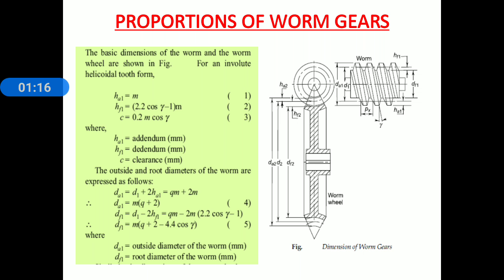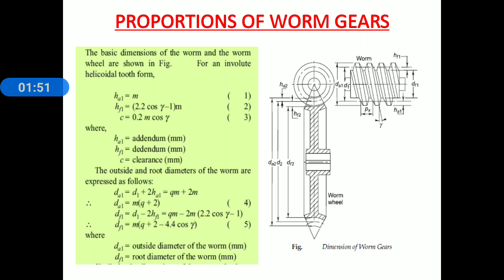D1, pitch circle diameter of worm. DA1, outside diameter of worm. DF1, root diameter of worm. HA1, addendum. HF1, dedendum. P suffix X, axial pitch. Gamma, lead angle. These are the dimensions of worm.